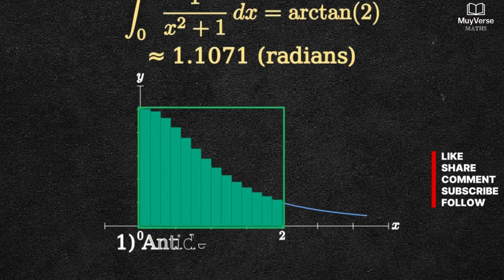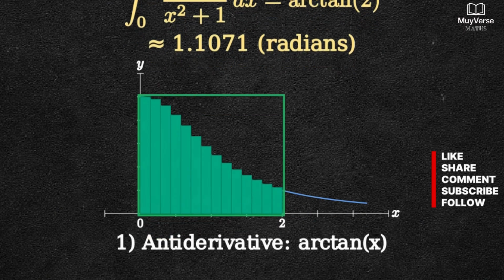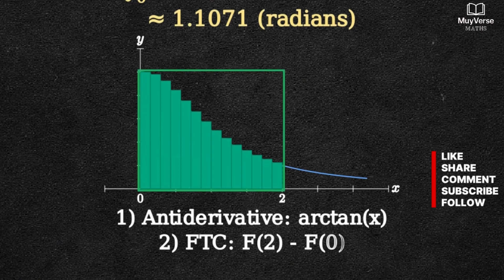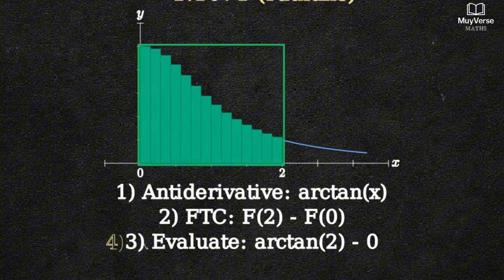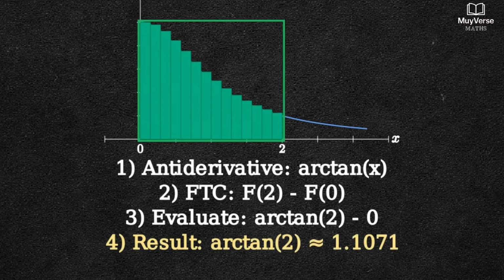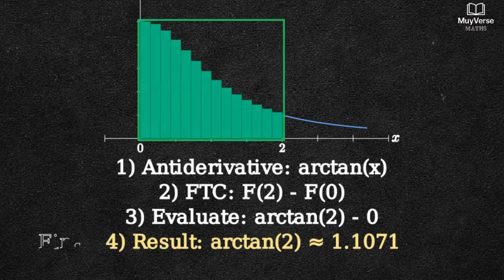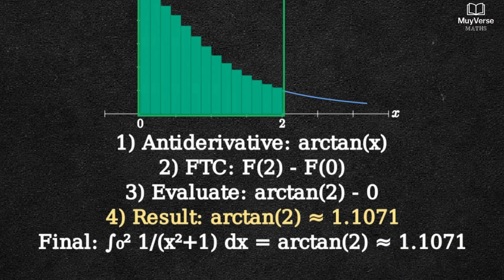Recap. 1. Identify the antiderivative arctangent of x. 2. Apply the fundamental theorem. Evaluate big F of 2 minus big F of 0. 3. Compute arctangent of 2 minus 0. Answer. Arctangent of 2, approximately 1.1071. And that is the complete, quick, and intuitive solution to this definite integral.